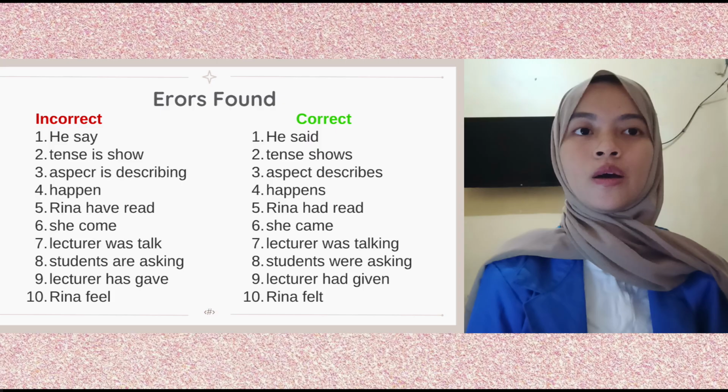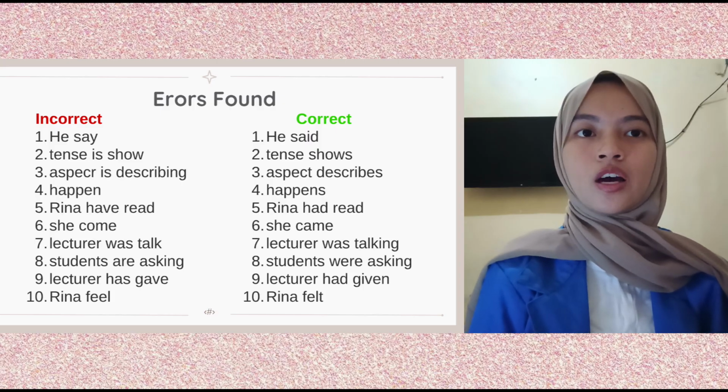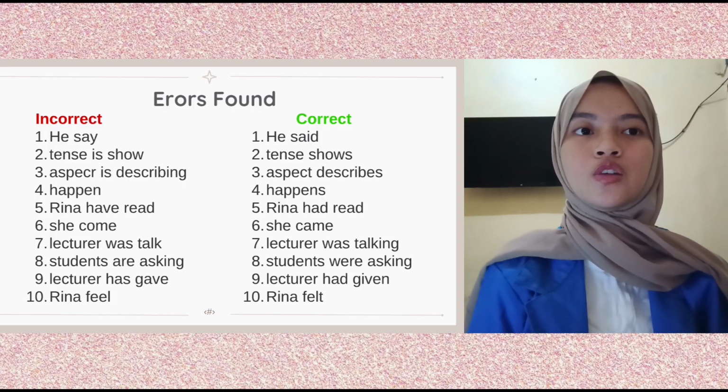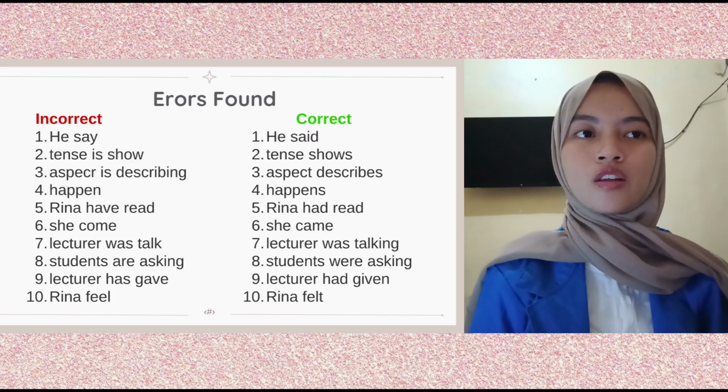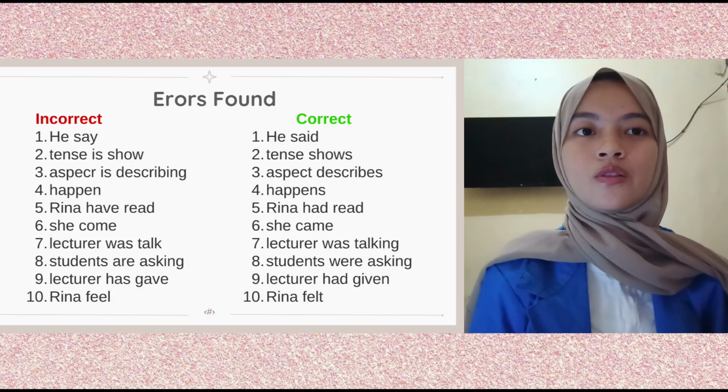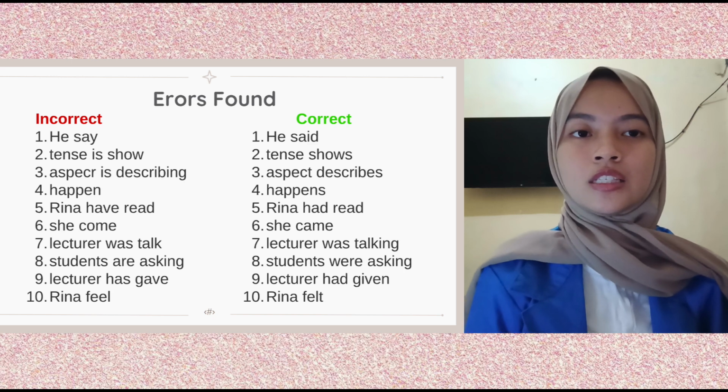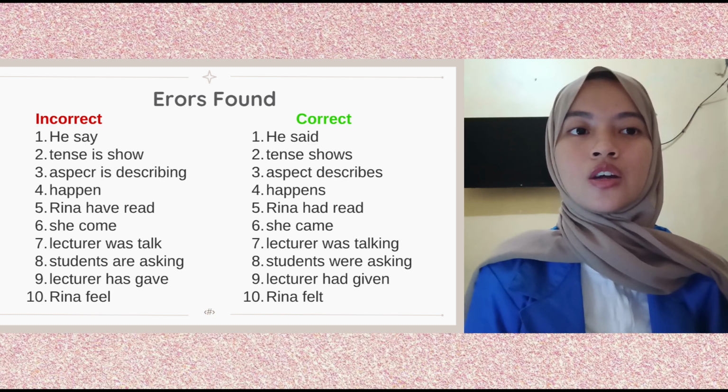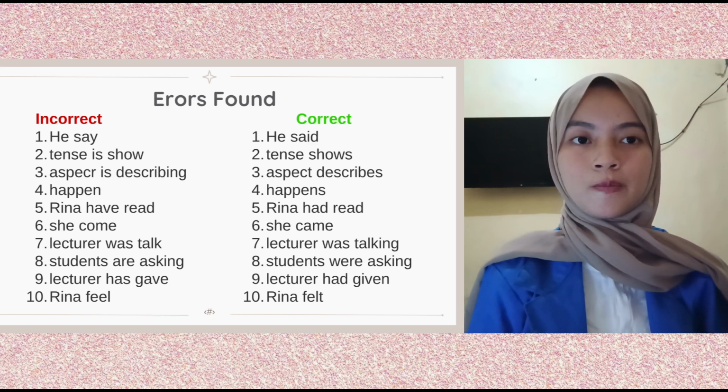"Tense is show" becomes "tense shows." After a singular subject, the verb should use "shows," not "is show." "Aspect is describing" becomes "aspect describes." General facts should use the simple present tense. "Happen" becomes "happens." The singular subject "action" requires the verb "happens."